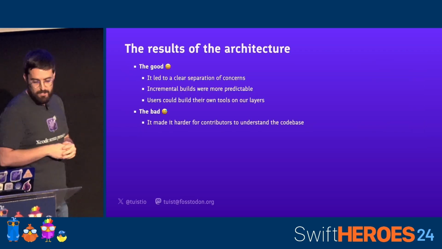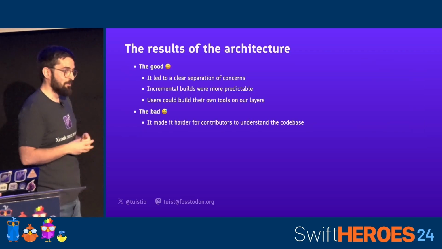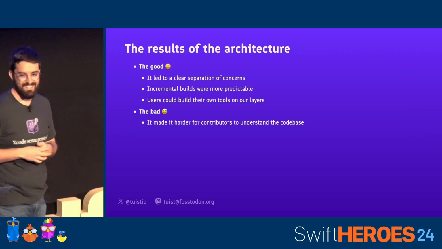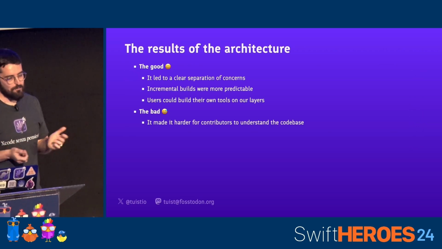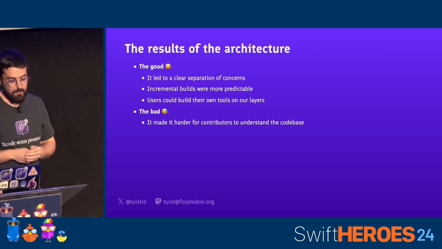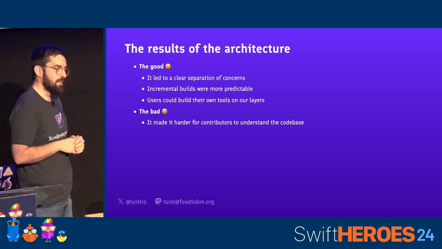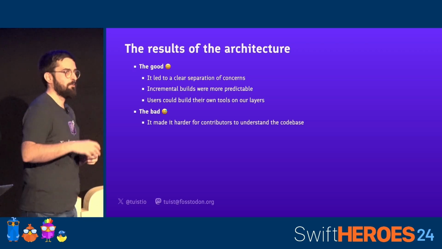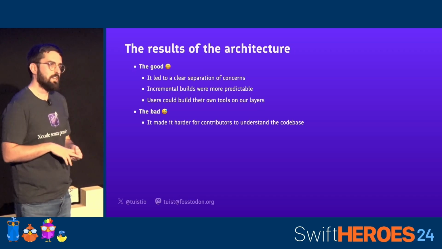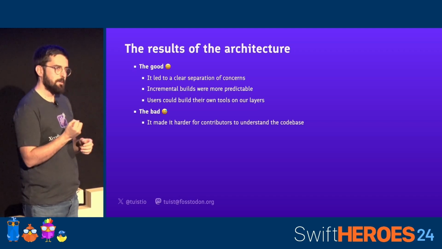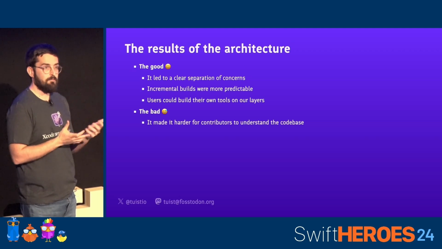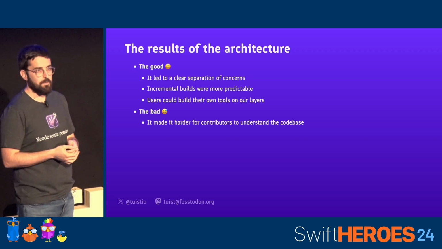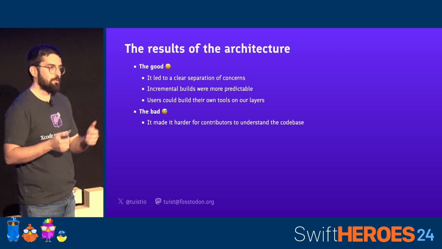The good thing about the architecture was that separation of concerns is always great if you do it well. You don't end up with everything depending on everything. The incremental builds were more predictable, and users could also take some of our layers and build on top of it. For example, if we had all the generation logic and you don't care about everything else, you can take that piece and build upon it. And that was super nice. Sometimes developers were asking for features that we didn't have the time to implement, so you can just take one library and use it yourself.